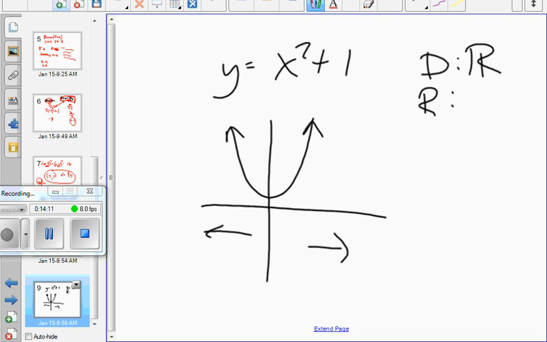The range of it is how low to how high. This one doesn't go forever down. It goes only down to 1, that spot right there. And it goes up forever. So it goes from 1 to infinity. Oh, does it touch 1? Yes, bracket. There we go. Okay, that's a quick review of domain and range.